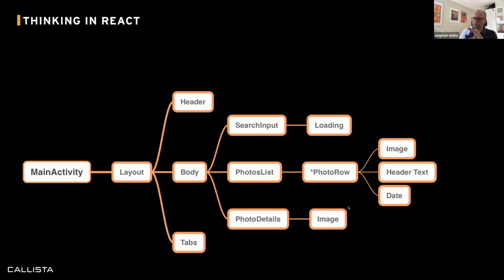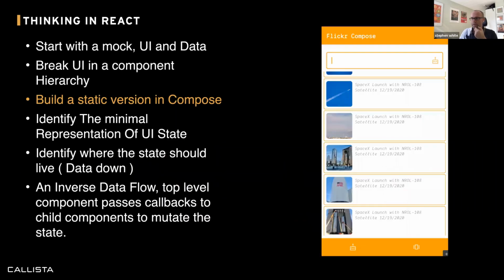But this is really nice because each one of these is a composable. Each one of these is broken down into smaller composables that you can test and you can verify as a unit, which is super, super nice. And this is something we're used to in the React world very much so. But in Android, this is quite new, really.